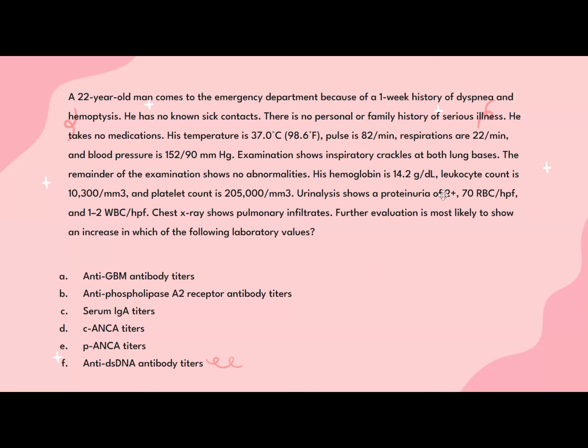So the fact that 2 plus proteinuria, 70 RBCs, we're thinking nephritic, right? There's pulmonary infiltrates. There's hemoptysis. There we go. Anti-GBM. That's the only thing that makes sense here. There's nothing that would say P-ANCA, C-ANCA, nothing about SLE. This would not be membranous either. They'd most likely give you a renal biopsy in that case, and IgA just no. That wouldn't make sense either.